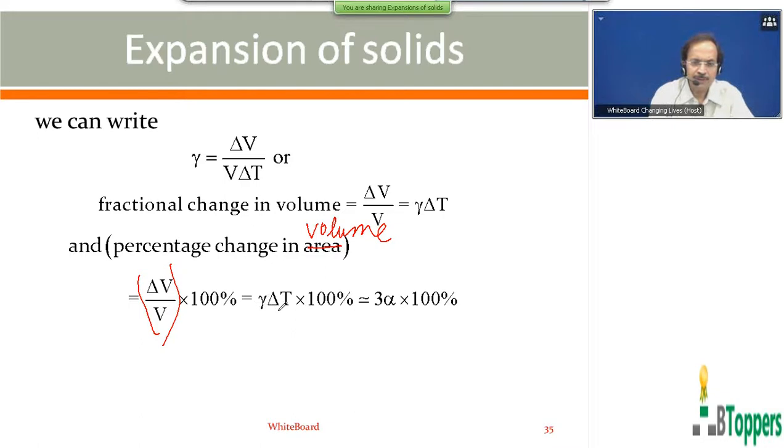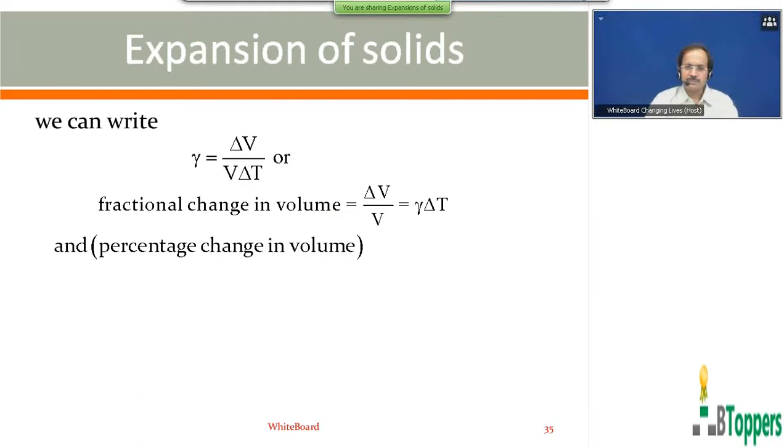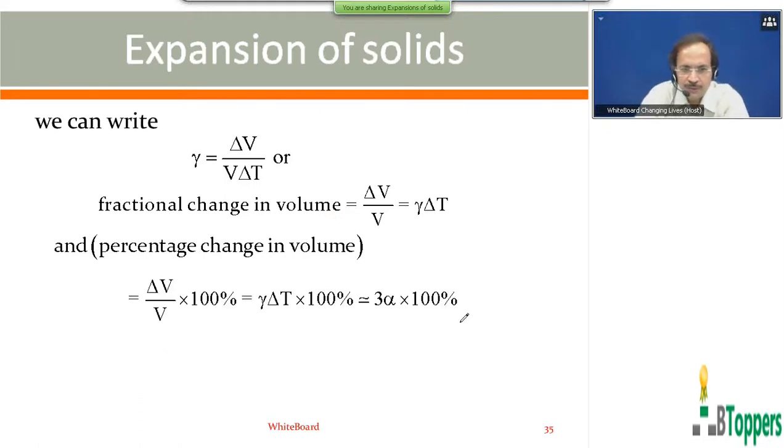That you can write, delta V by V equal to gamma into delta T. Gamma can nearly be taken as equal to 3 alpha. So 3 alpha into 100%, because gamma is nearly equal to 3 alpha. So percentage change in the volume of a solid, you can take as 3 times the percentage change in the length of the solid. Those who want to copy the working, please take a pause and finish writing the working here. I have made that correction here on the PPT. So instead of area, I write volume here.